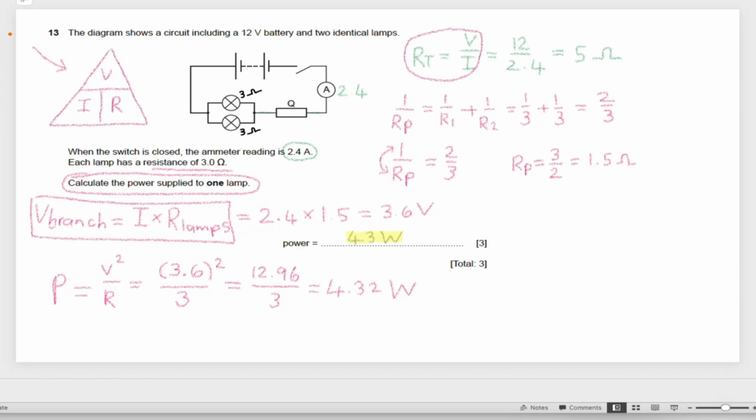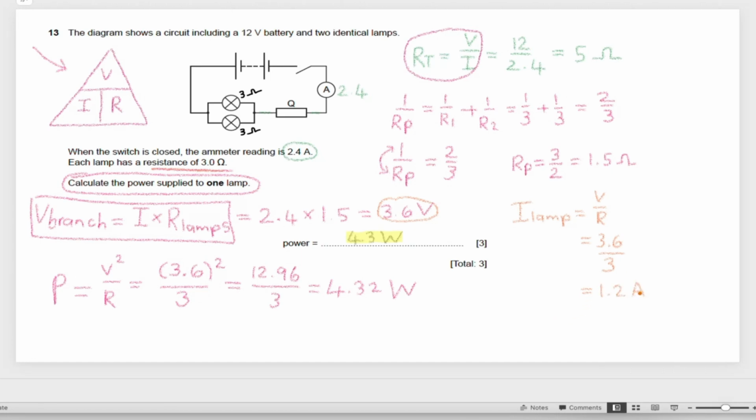I'm going to do that in orange over here. To find the current in one lamp, I'm going to write I for current, and then lamp over here. You can use the handy triangle. I is equal to V over R. What is V? V is 3.6. We worked it out in step 3. What is R? R is 3. It's given to us. Each lamp has a resistance of 3. Now, 3.6 divided by 3 is equal to 1.2 amperes.